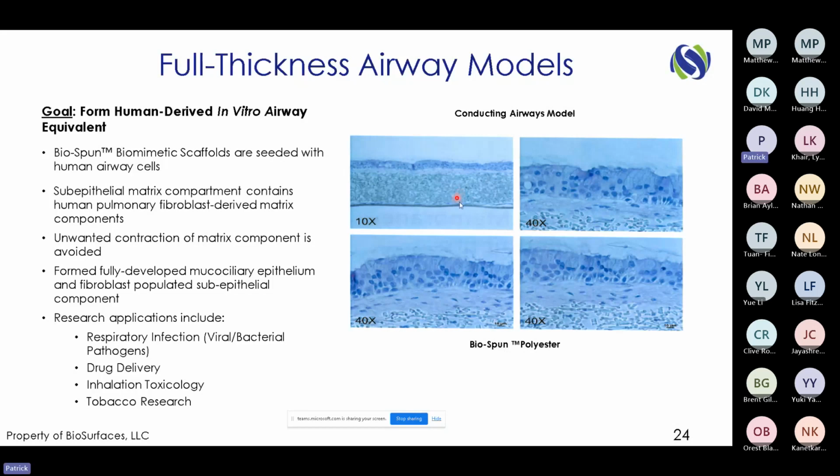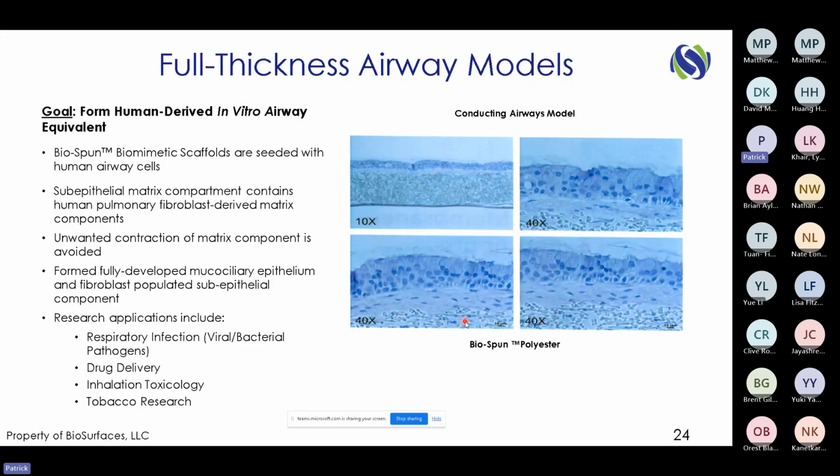tissue. So here on the left, we just show the kind of low mag showing both the matrix as well as the epithelial portion, and then we have some other views of higher magnification, focusing more on just the epithelial portion and just below the epithelium. So here we see the really nice, what we call pseudo-stratified mucociliary structure of the epithelium, and here we see some of the fibroblasts which have actually migrated out. You can kind of see the polyester fibers here.